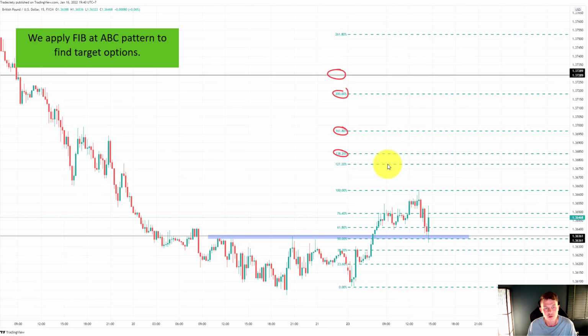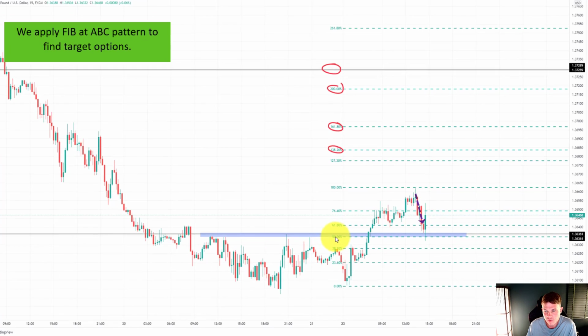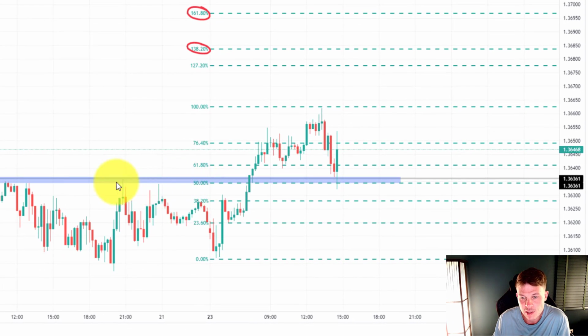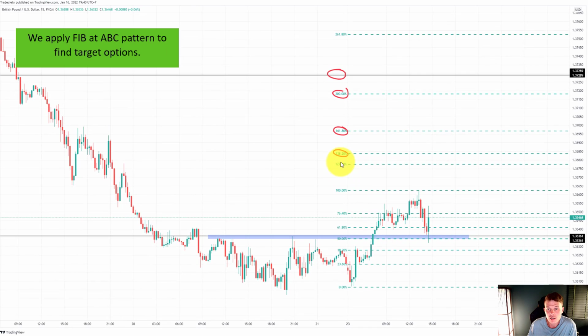For a target, we use a Fibonacci on the ABC pattern. We have the low of the move here, A. We have the high here, point B. And point C is perfectly the 50% Fibonacci, which coincides with this structure. And for Fibonacci targets, you can use the 138, 161, 200. Here's the big level from the 4-hour.